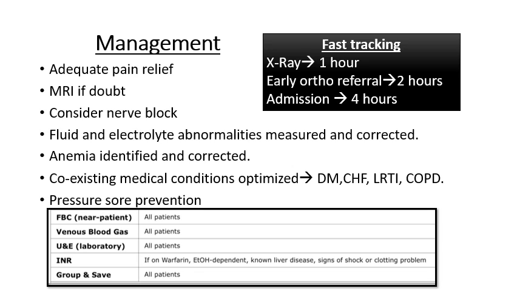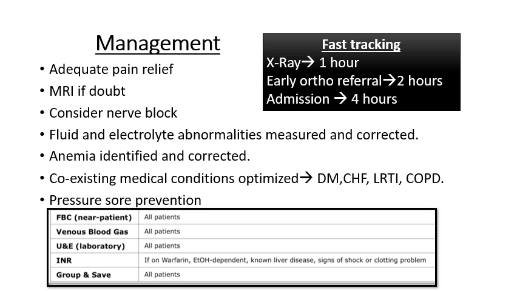So, management. We spoke about the fast tracking. Now, management, pain relief. As I said, start with morphine. Fascia iliaca block is good. From there, they can jump into fascia iliaca block also. So, you need to be aware of fascia iliaca block. MRI, if in doubt, that is not a part, that is the orthopedician's part. Consider a nerve block. We spoke about fascia iliaca block.